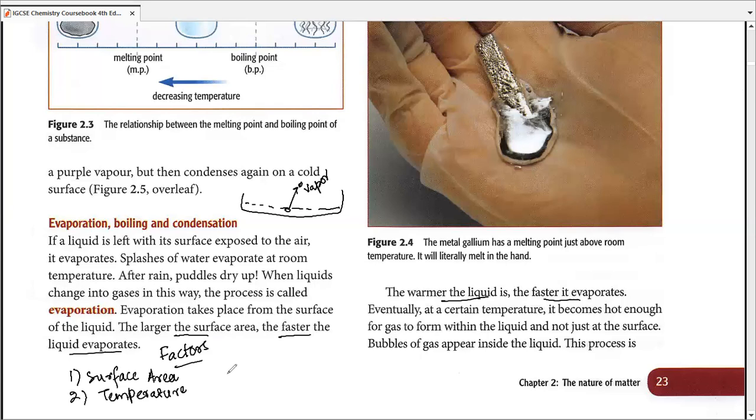But there are some other factors apart from the ones that are quoted over here. Can you come up with another factor apart from these two? Okay, take a look at this one, and can you relate this factor to the rate of evaporation?